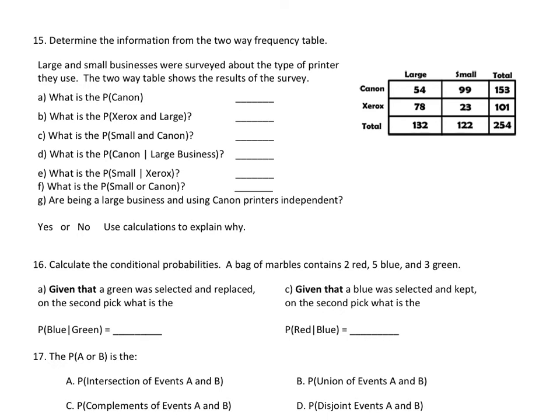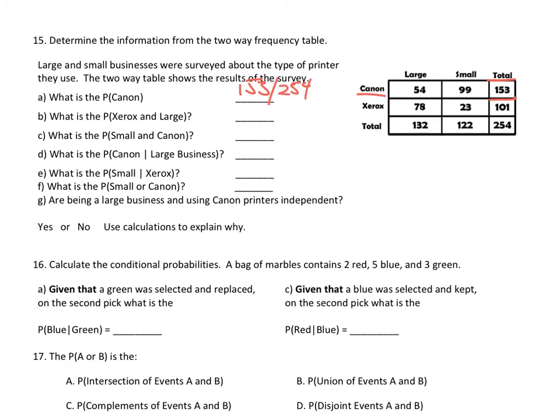Large and small businesses were surveyed about the type of printer that they use. Okay, so what's the probability that the printer will be a Canon printer? So the total Canon printers are going to be 153, 153 divided by the total, which is 254.